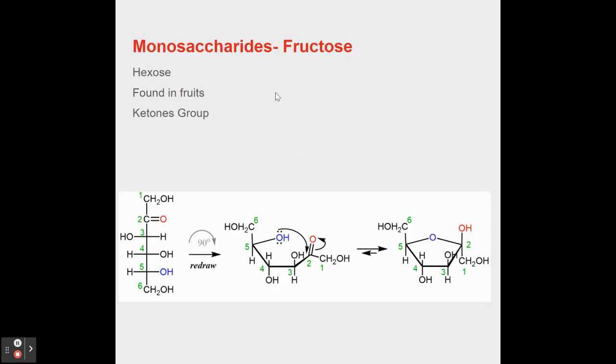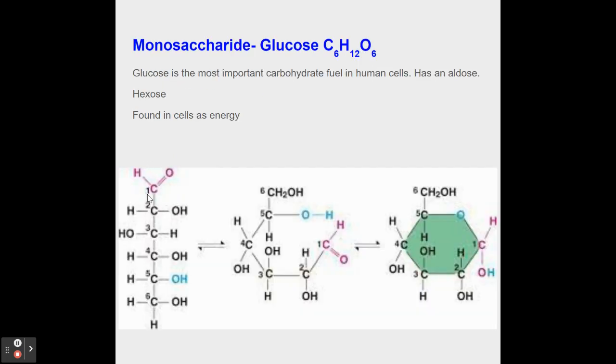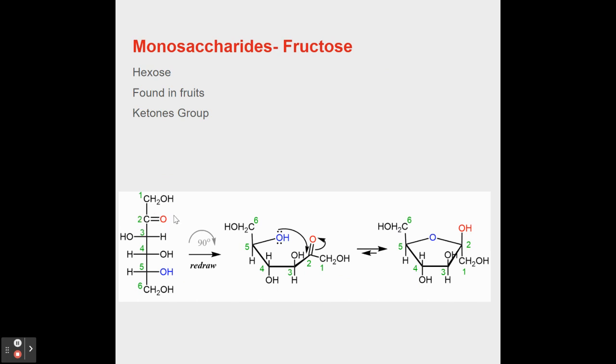We also have a monosaccharide called fructose. This is also a hexose, if you can count 1, 2, 3, 4, 5, 6. It's found in fruits, and instead of having the carbonyl aldehyde group like the glucose, it actually has a ketone group right here with a number of hydroxyls. And it is also linear when it's dry.